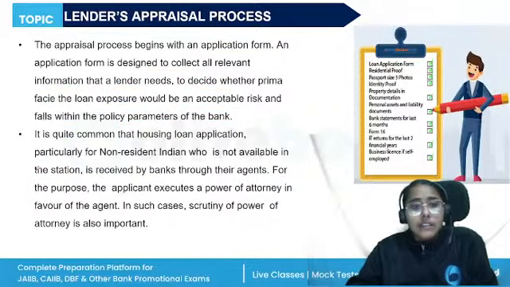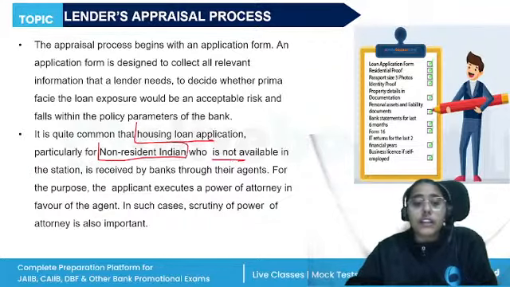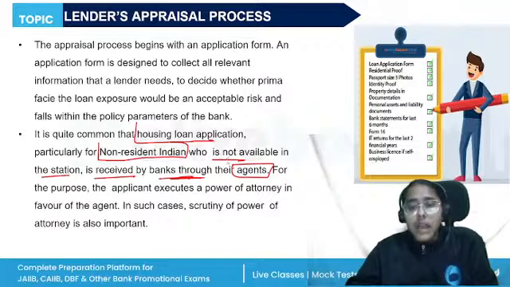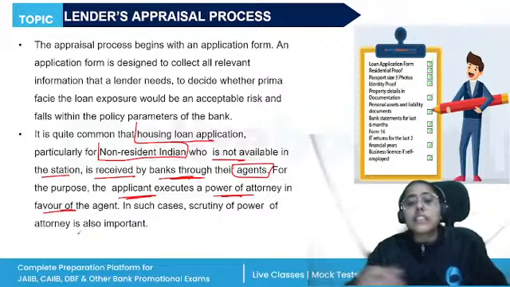Then it is quite common that the housing loan application, particularly for the non-resident Indian who is not available in station, is received by banks through their agents. So when the application is received through that agent, the applicant executes the power of attorney in favor of the agent. So the scrutiny of the power of attorney is also important.